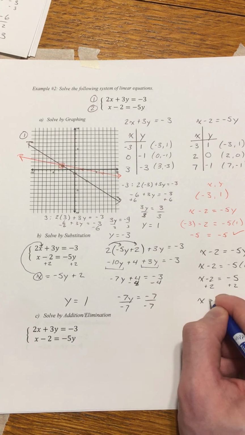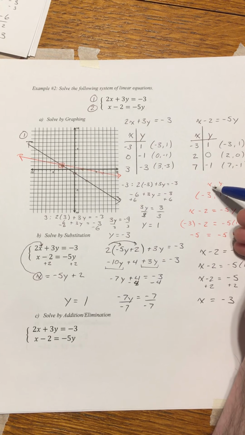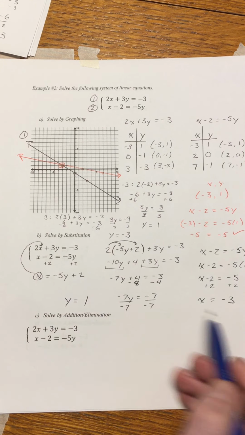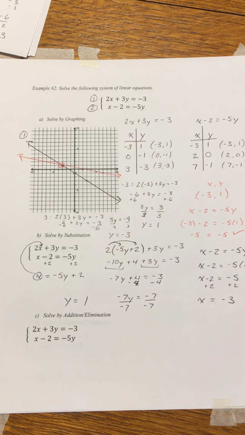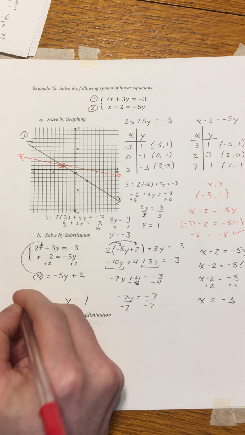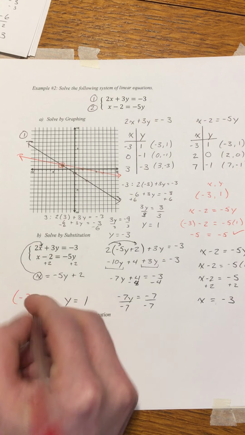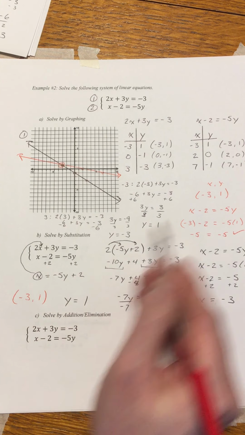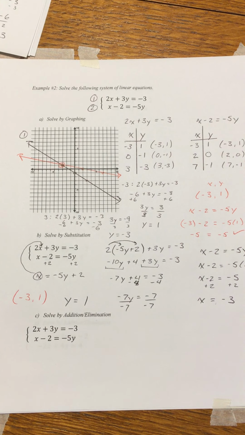This is a good thing because this is what we found in our first one. X was -3. It's this spot that they intersect. So we have an x and we have a y. Remember that all answers are in ordered pairs. So it'll be -3, 1. And here is our answer. It is the exact same answer we got up here, which is what you want.